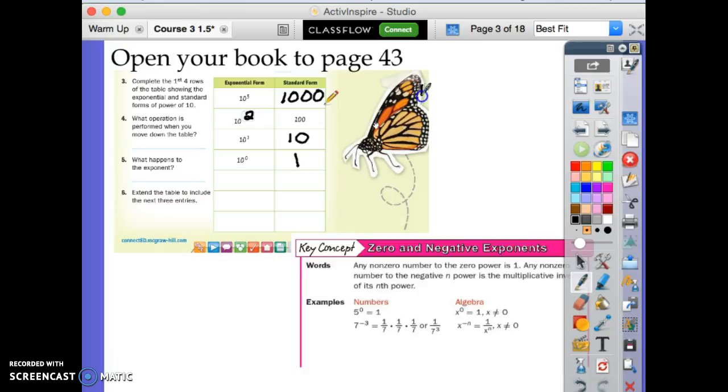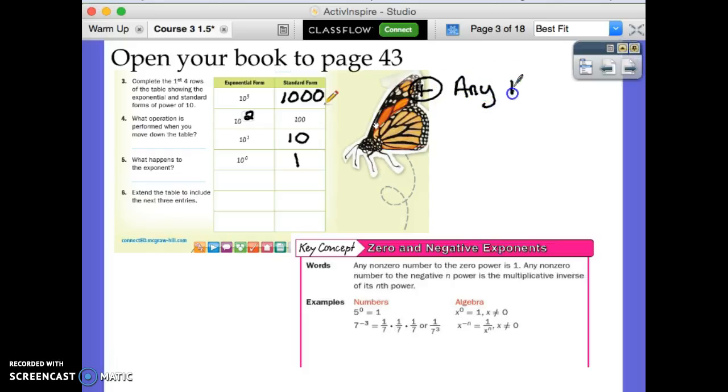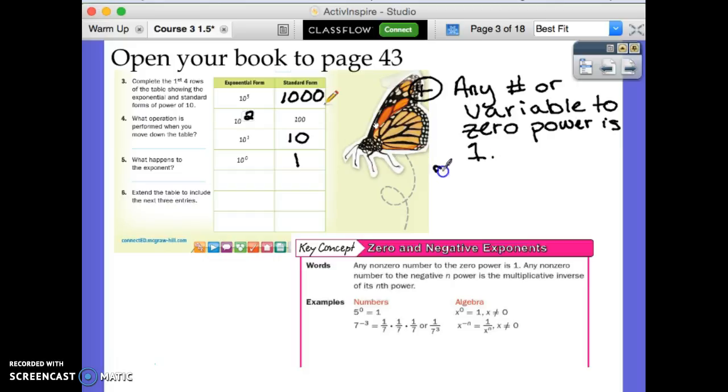So that's our first new rule. I guess we could call this rule number 4 because it's our fourth exponent rule. Any number or variable to the 0 power is 1. And we'll talk more about that next time I see you. I'm not going to get into it in order to keep the length of this video short.